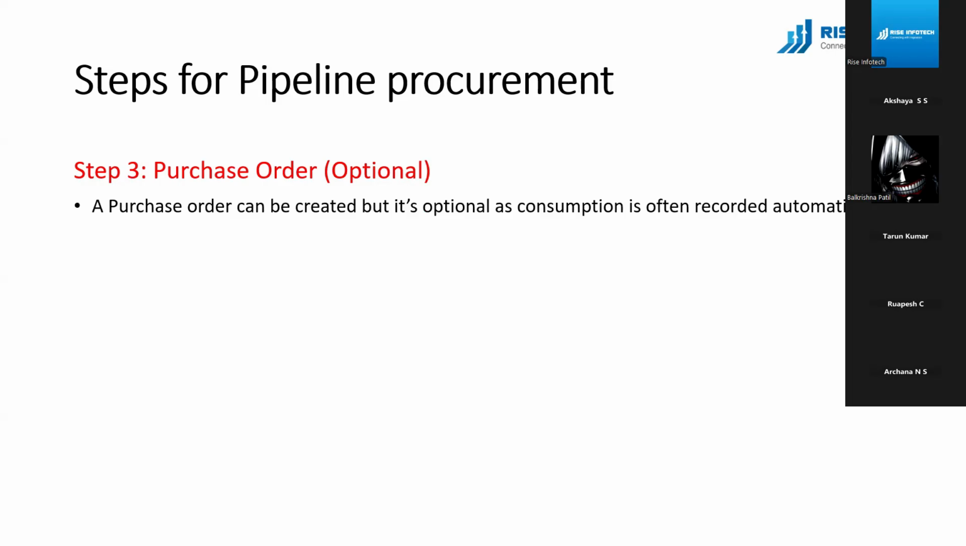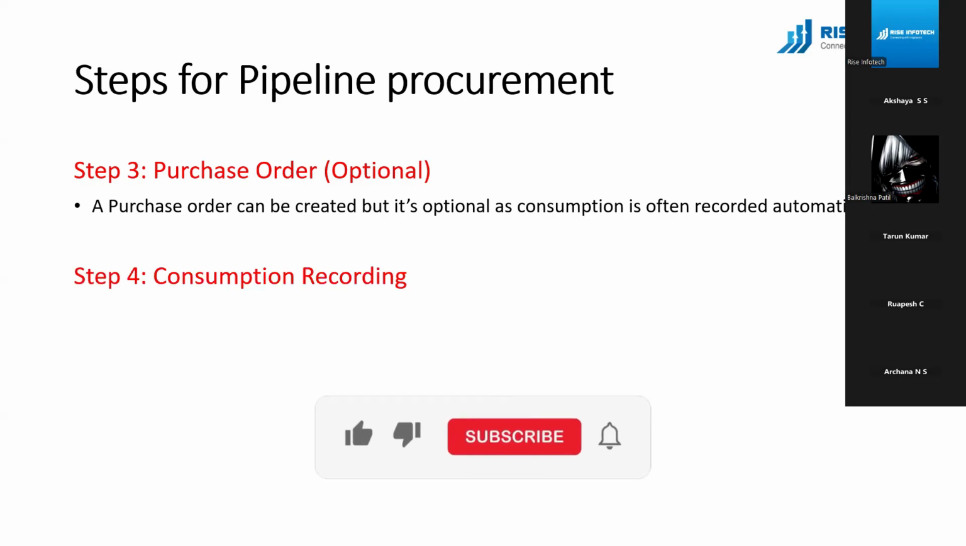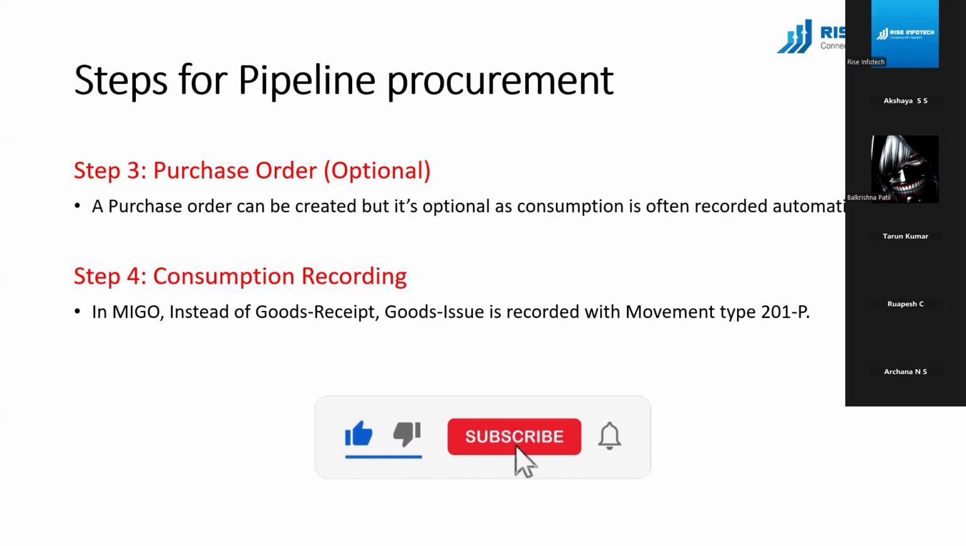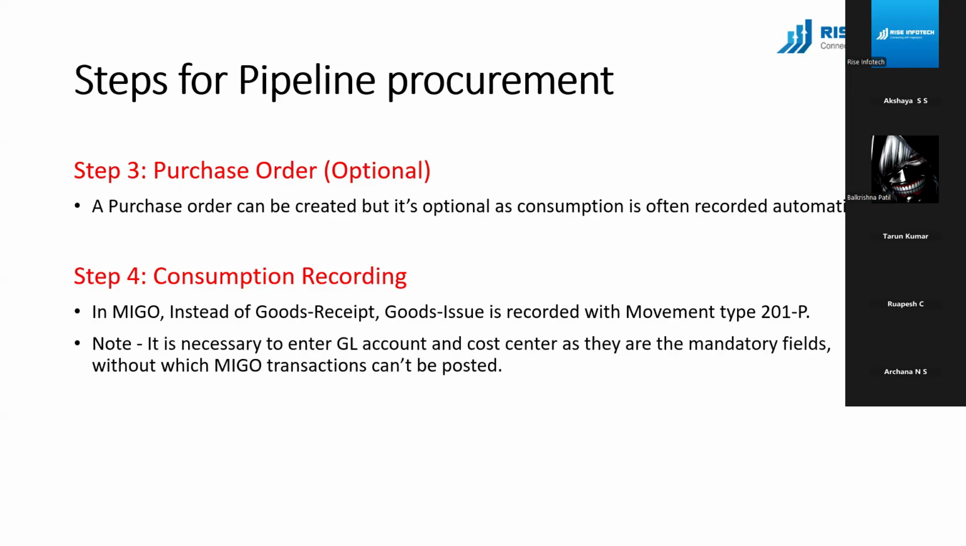The third step, a purchase order, is optional, the reason being that it is often recorded automatically. Since the material concerned here is already available in the plant, that is the only reason it is optional here. Consumption recording is the GR part through MIGO instead of goods receipt. Goods issue is recorded with movement type 201P.